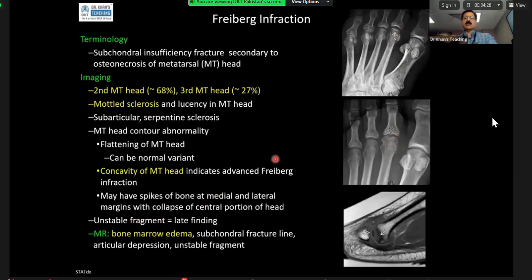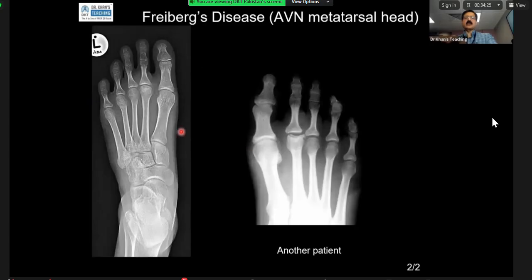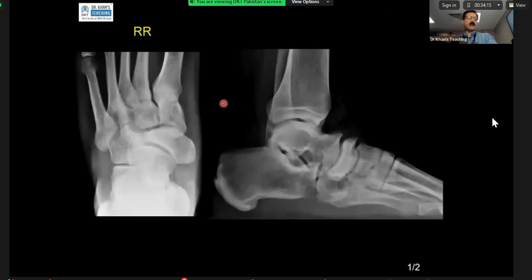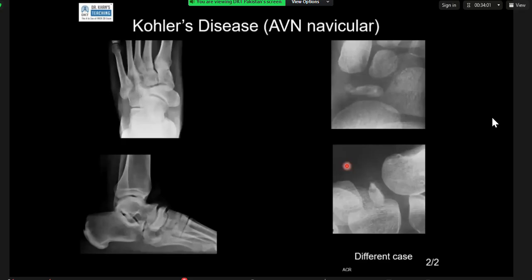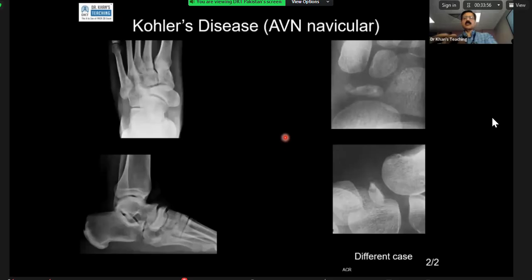Of course, on MR, there can be bone marrow edema. So this was the case which I showed you, and this is a more advanced case, which is quite obvious that this is Freiberg's disease. Normal, abnormal. So abnormal. Then the navicular bone looks smaller in size and looks a bit sclerotic as well. So probably it's osteochondritis of the lunate. Oh, sorry, navicular. So this is Köhler's disease, avascular necrosis, and please remember it happens in childhood, but it can also happen in adults.